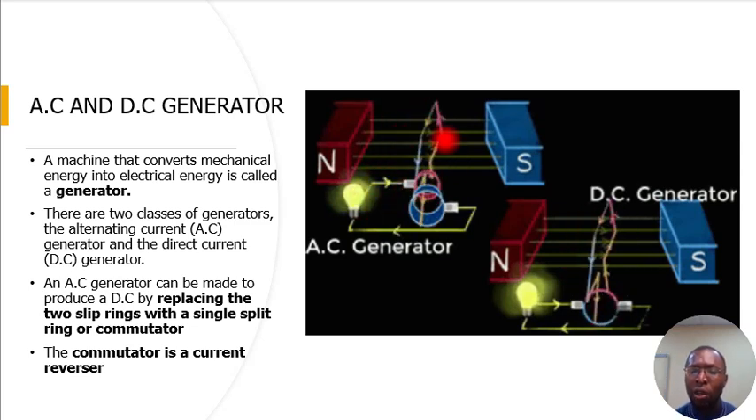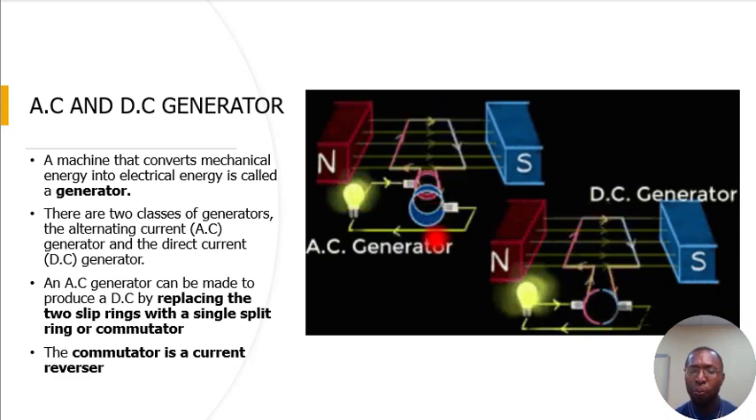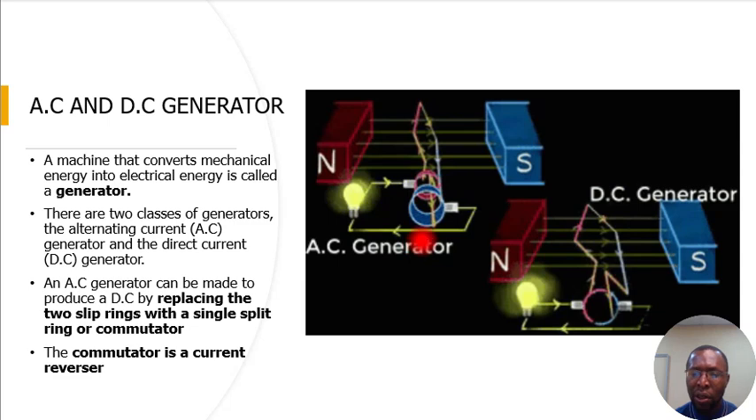And this alternating current is also proving Lenz's law, that says that the current induced is always in opposition to the what? To the motion causing it. All right. So now, how do we change an AC generator to a DC generator?